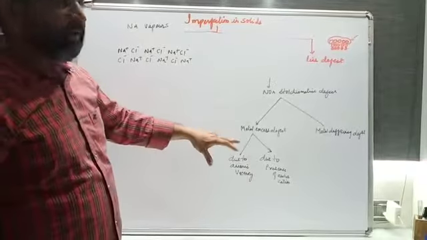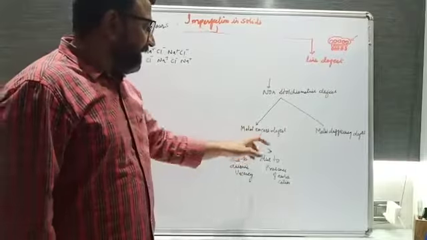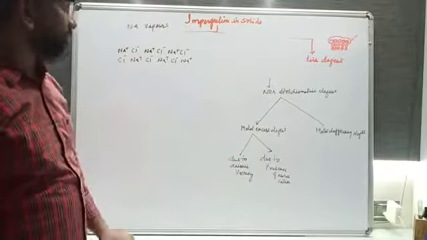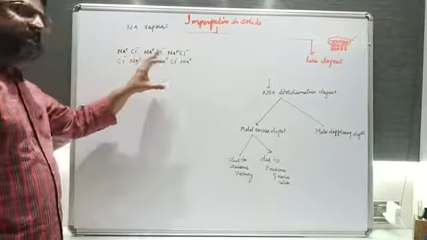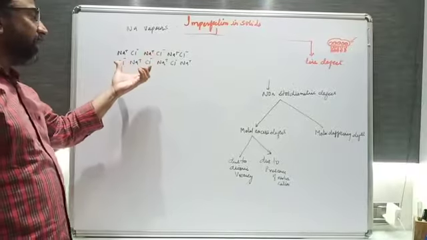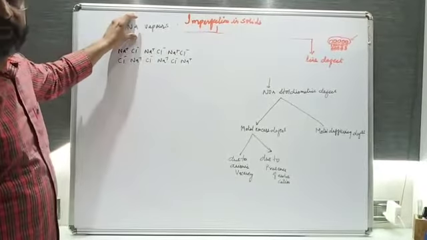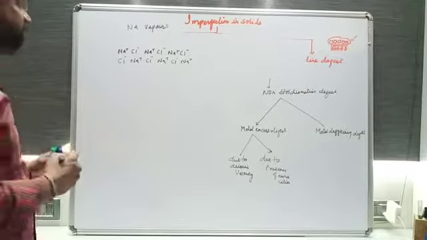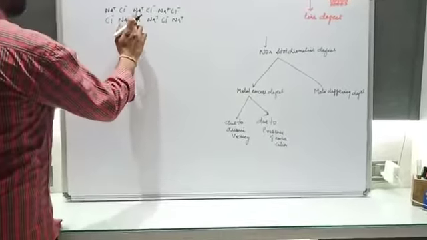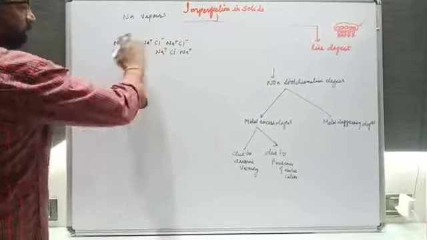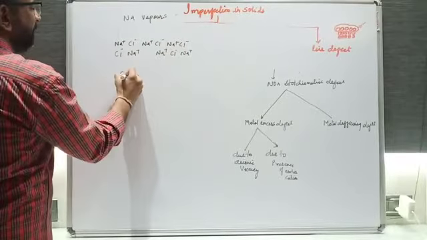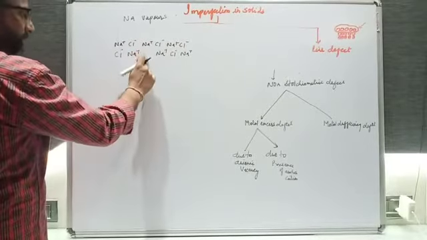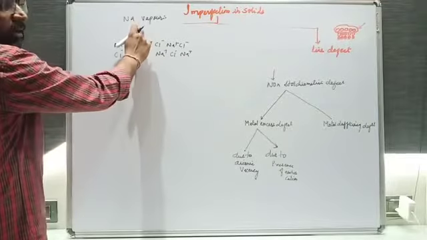Okay, so without wasting any time, let's start. Metal excess defect due to the anionic vacancy. You know that NaCl is an ionic compound. If the NaCl is heated in the sodium vapors, then what will happen? One of the chlorine ions, this Cl minus, will move from here and come to the sodium vapor side.